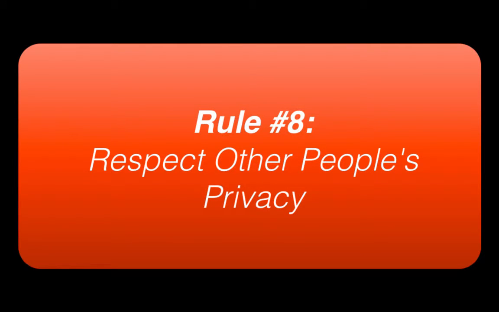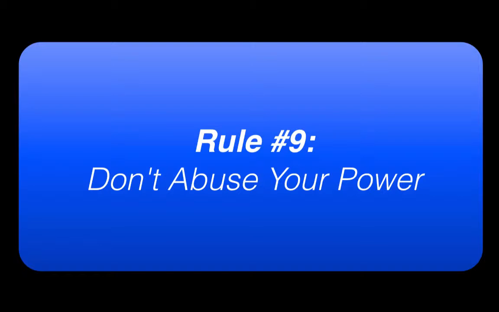Rule number 8 is to respect other people's privacy. You wouldn't go through someone's desk drawers, so why would you go out of your way to go through their emails or documents? Remember that everyone has the same right to privacy as you do. Rule number 9 is don't abuse your power. She wants us to remember that if we are put in a position of power on a website, not to go through other people's private information.